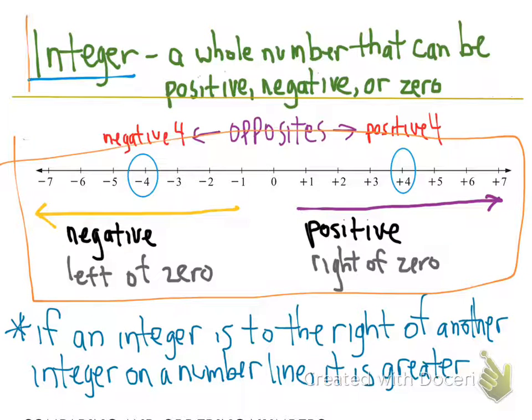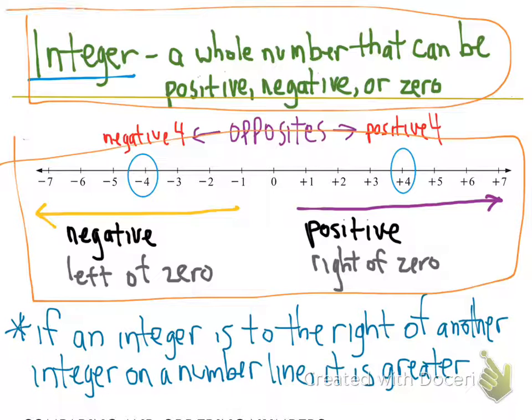And our integer definition is just right up top there. It's a whole number. That whole number could be positive, negative, or even 0 itself. And this last point at the bottom here we're going to play with a little bit. If an integer is to the right of another integer on a number line, it is greater.